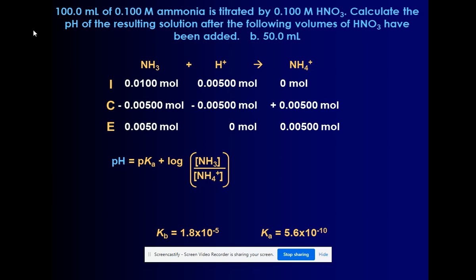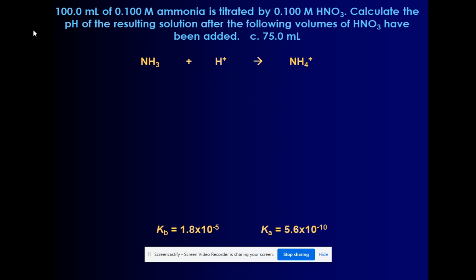I take the negative log of my Ka. Remember, we had ammonia, which had a Kb value. The Ka value would be for ammonium, and we would get that from our chart or by using Ka times Kb equals 1 times 10 to the negative 14th. We take the negative log of that Ka value, and because we want the base in the numerator, the 0.00500 moles of ammonia would go in the top, and the 0.00500 moles of ammonium ions would go in the denominator. The log of 1 is 0, so the pH would just be your pKa. That, again, is your halfway point when you have equal amounts of weak base and conjugate acid.